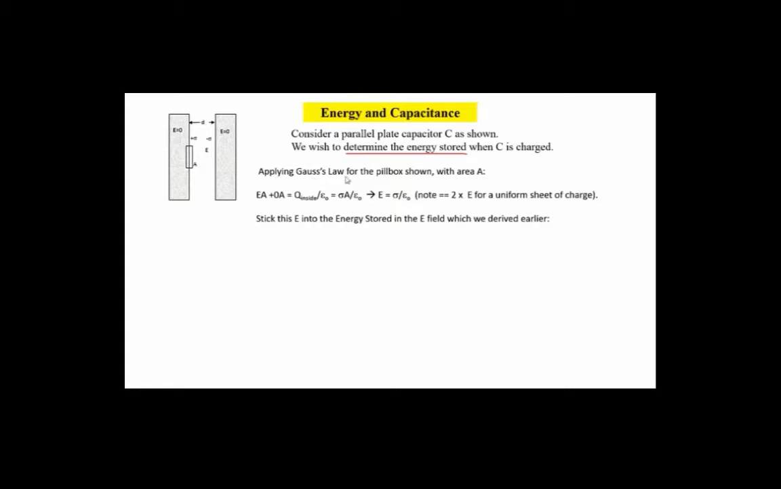Remember, if we apply Gauss's law, which we've done before, we can take the pillbox shown here, with area A. With all the symmetry, we have the field between the plates times this area, and the other side of the pillbox is inside the conductor, so E equals 0. So here's the integral over the pillbox. We get this quantity here, that's Q inside over epsilon naught, which is sigma A over epsilon naught.